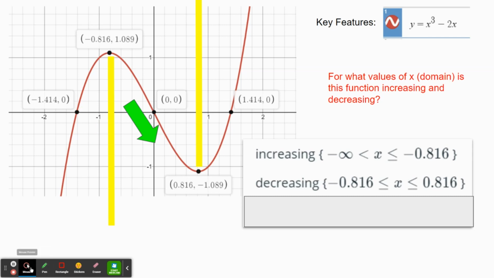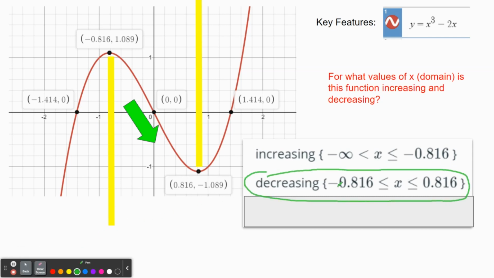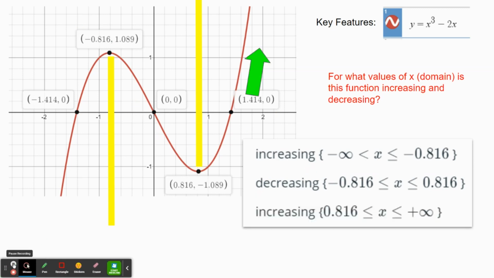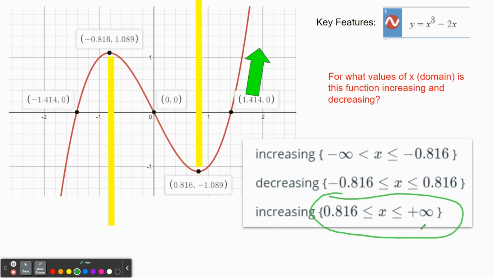So notice I've specified over here that it is now decreasing from negative 0.816 all the way to positive 0.816. So it's going to stop decreasing right here, and it's going to turn around once more. Then it starts to increase again. And since it never decreases ever again, we're going to say that it's going to be increasing from 0.816 all the way to positive infinity.